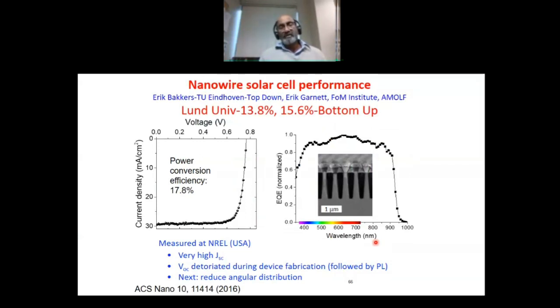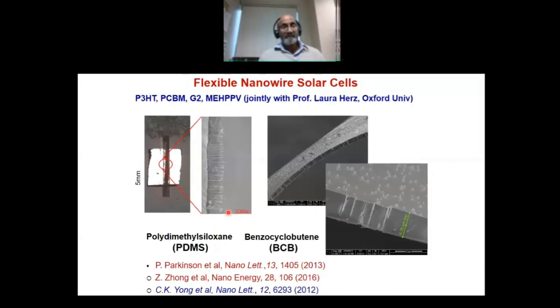So again, to cut the long story short, these are some of the best nanowire solar cells demonstrated, with my colleagues at the University of Eindhoven, Professor Erik Bakkers, and Professor Erik Garnett at the FOM Institute in Amolf. You can see that we're able to demonstrate efficiencies as high as 17.8%. So these are some of the best nanowire solar cells, showing extremely promising results. In fact, the competition is fierce in terms of beating this record of Lund University, and of course Rico Eckhart's group, and of course our group and other groups are working in this area.